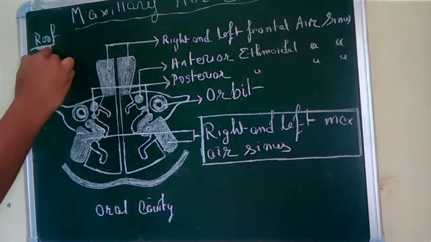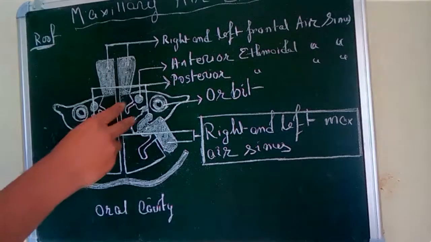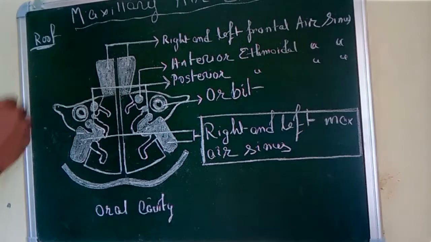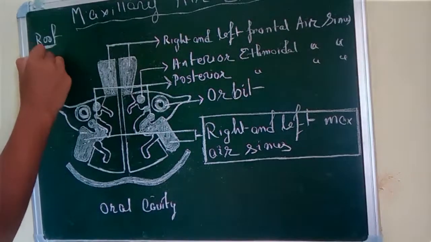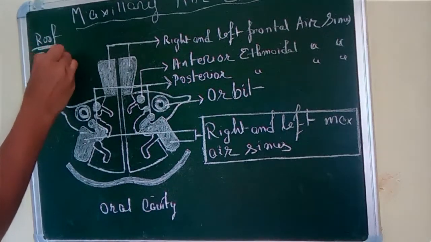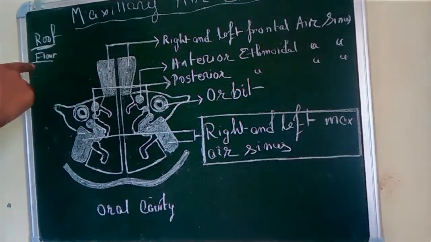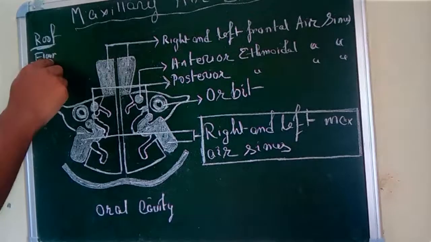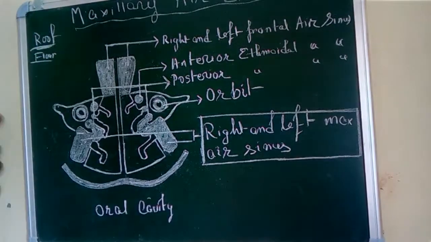The roof is formed by the orbit. The roof of the maxillary air sinuses is formed by the orbit. And now the floor. The floor is formed by the alveolar process of the maxilla.